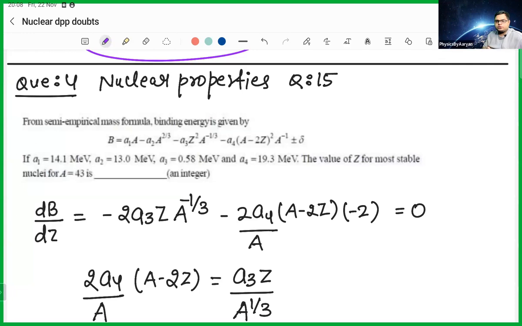Then question number 4, which is from nuclear properties, and this is going to be question 15. Although this was not a doubt as such, there was a calculation mistake on the part of the student who asked this. So let me clear that calculation mistake.